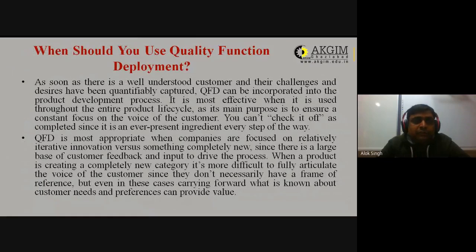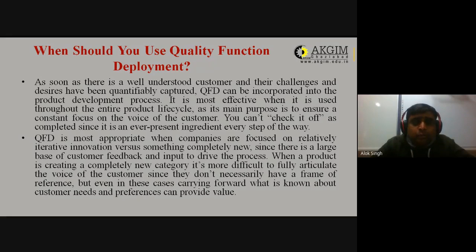Okay, so next is, as soon as there is a well understood customer and their challenges and desires have been quantifiably captured, QFD can be incorporated into the product development process. So it is most effective when it is used throughout the entire product life cycle. If you use it in the entire product life cycle, that will be beneficial from your company's perspective. And if you consider it only in the product development stage, that will not work basically. So if you want to consider it as a tool or method, you should consider it for the entire product life cycle. As its main purpose is to ensure a constant focus on the voice of customer, and you can't check it off as completed, since it is an ever present ingredient every step of the way.